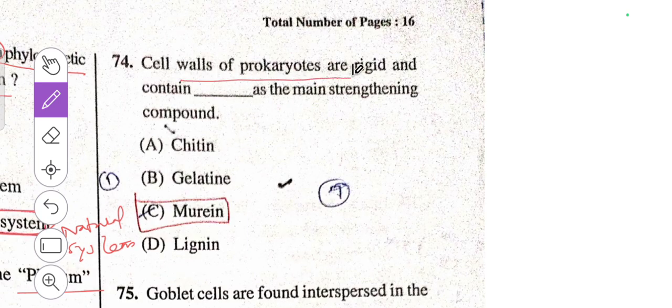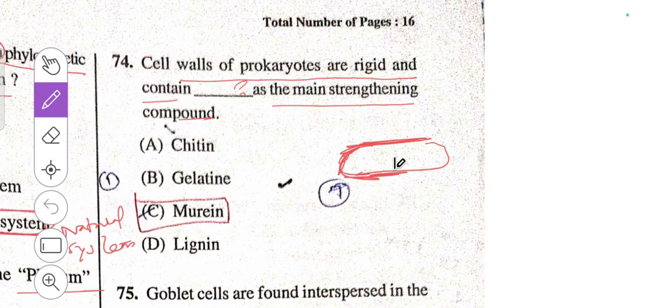Cell walls of prokaryotes are rigid and contain dash as the main strengthening compound. In case of prokaryotic bacteria, we'll come across a glycocalyx layer, a thick material. So this glycocalyx layer is mainly formed by a material that is murein. There you will come across a slime layer and a capsule, and this one will be made from a special substance that is murein.